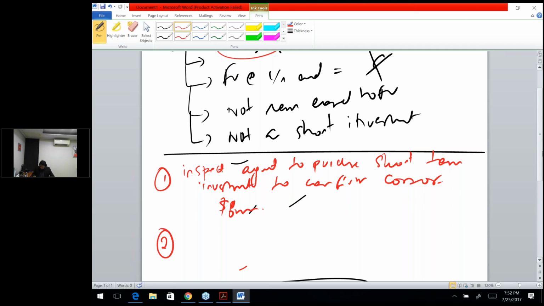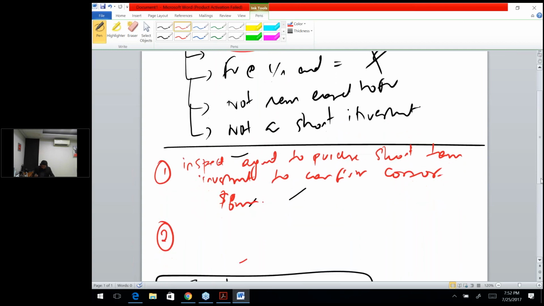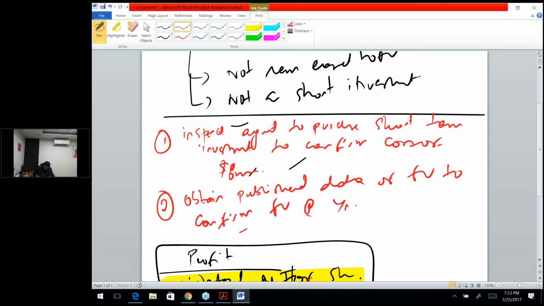Now my other risk was that the fair value at the year end was not 6 million. So what you will do is that you will obtain published data of fair value to confirm fair value at year end of $6 million.